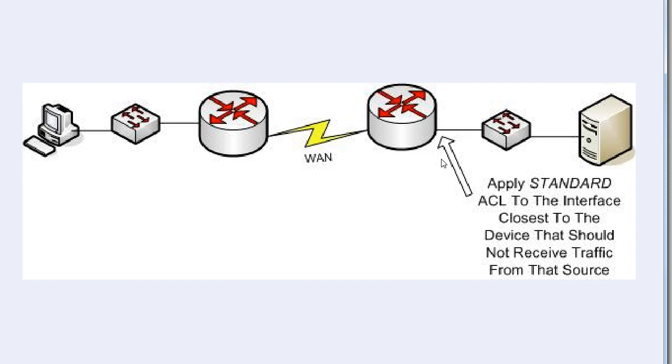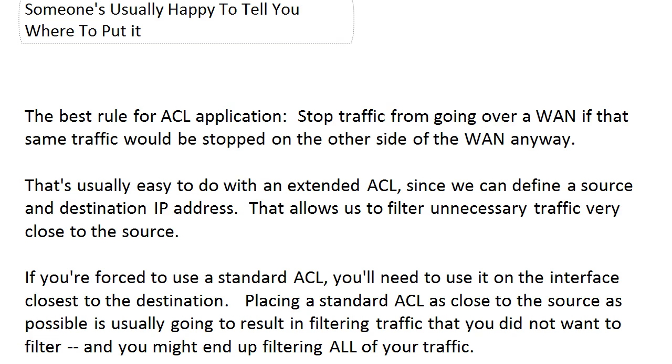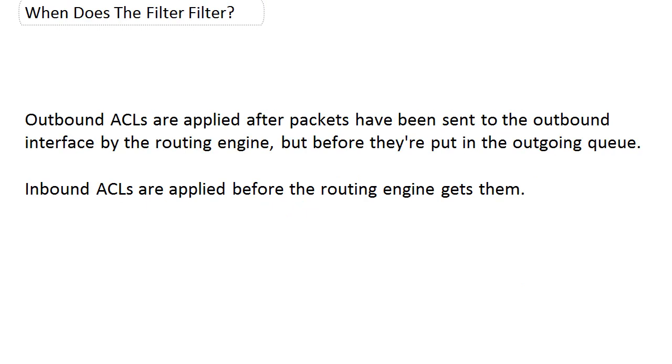So if that drove you crazy during your CCNA studies, I really hope this helps. It's unnecessary consternation. I think they make it a little harder than it should be. But again, with an extended ACL, whether it be named or numbered, you always put it on the interface closest to that source of the data, the packets that need to be filtered. If for some reason you have to use a standard ACL, you need to put it on the interface closest to the destination.